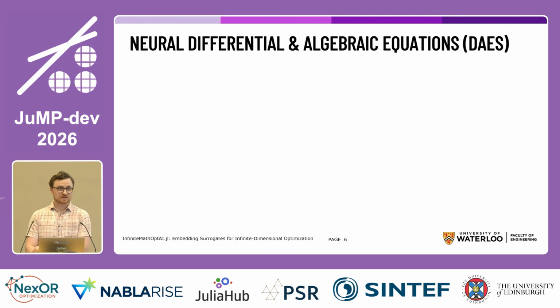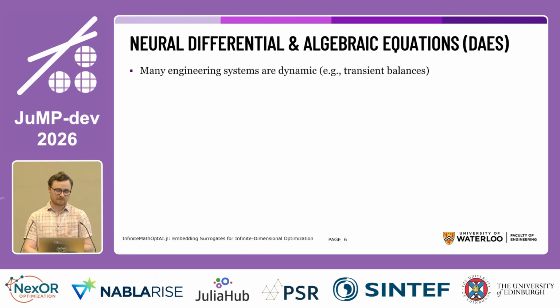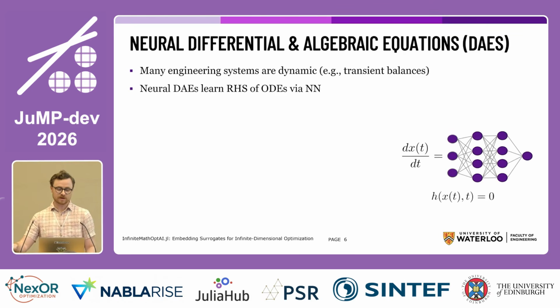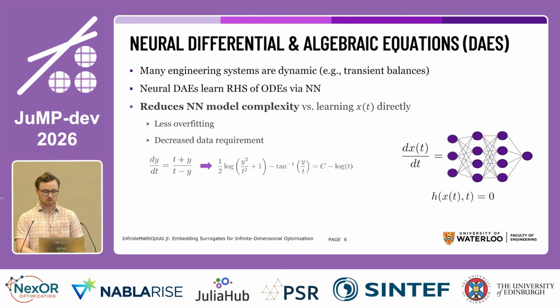Okay. So I want to talk about one motivating type of machine learning model in particular, which is nice, what I'm going to refer to as neural differential and algebraic equations, neural DAEs. So many engineering systems are dynamic. We care about how things go over time. Neural DAEs, I think, make a lot of sense because they take that time structure from a differential equation and preserve it, and instead focus on learning the right-hand side or a portion of the right-hand side of your differential equations. Well, this makes a lot of sense because that tends to be less complex.